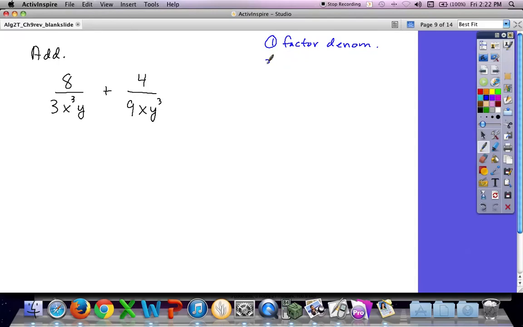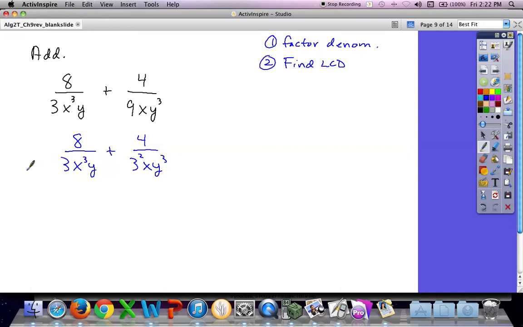Second, find the LCD. Okay, and I should take back the factoring thing. There is one little thing we could do to factor this, isn't there? Well, notice that this has a 3, and this has a 9, which is 3 squared. So if we wrote it like 8 over 3x to the third y plus 4 over 3 squared x y to the third, that's like breaking it down into its prime factors. With numbers, that's pretty much the factoring that we do.